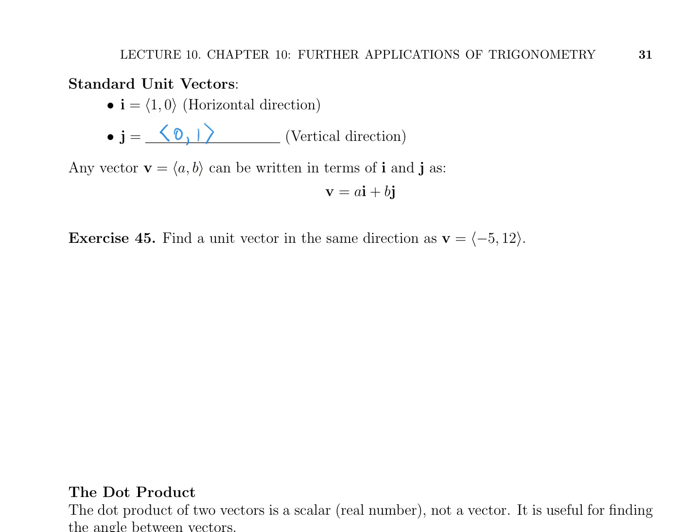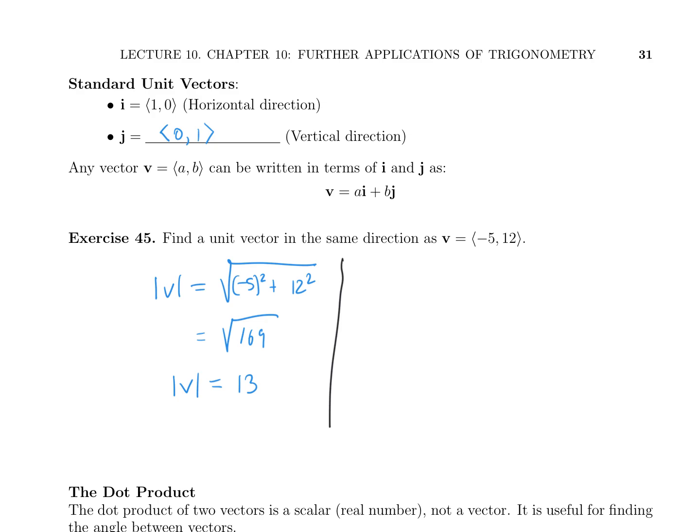So it's just a different way to write the same vector. Okay, let's find a unit vector in the same direction as -5, 12. All right, so first thing we need to find is the magnitude. So here's the magnitude of v. Recall, it's just the square root of a squared plus b squared, which is going to be the square root of 169, which is 13. So the magnitude of vector v is 13.